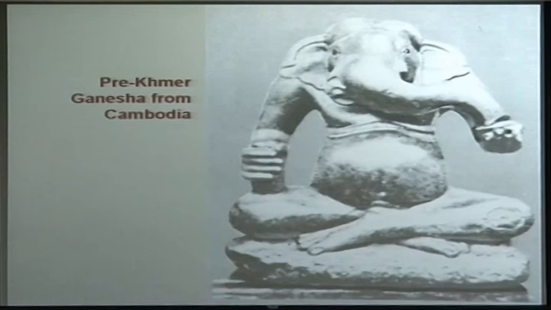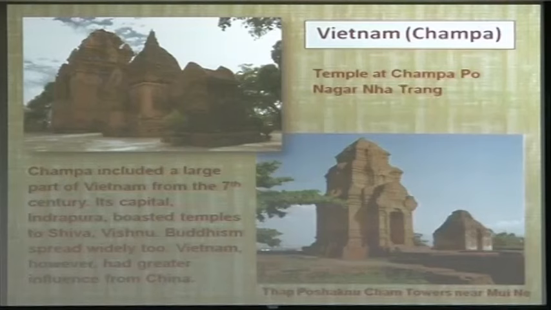Even before the Khmer came, there's evidence of already quite substantial Indian presence. This is a Ganesha. It could be Hindu Ganesha or Buddhist Ganesha. This is hard to say. Then in Vietnam, a similar story, except as I mentioned for the fact that the influence here came more from China than directly. But the capital of the ancient kingdom there, 7th century, was called Indrapura, quite simply. So you can see that the Sanskritic names were all over the geography. It had temples to Shiva, Buddha. Buddhism was equally present there.